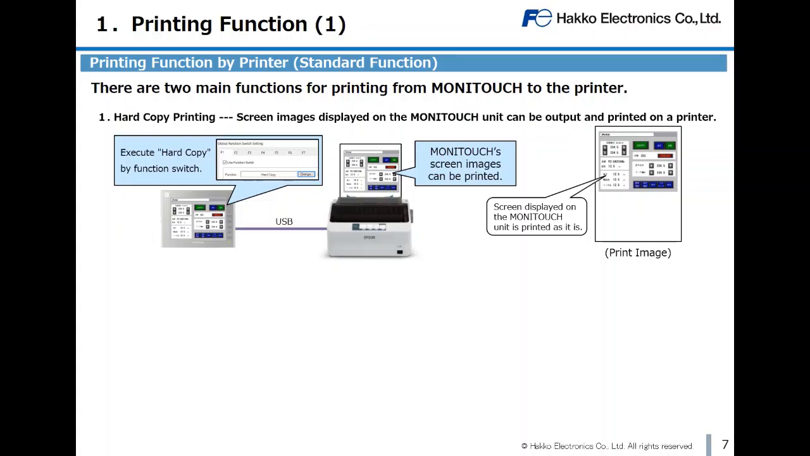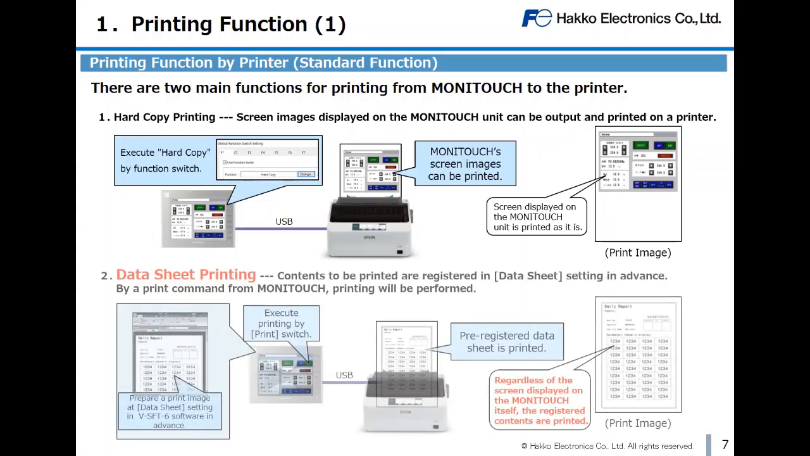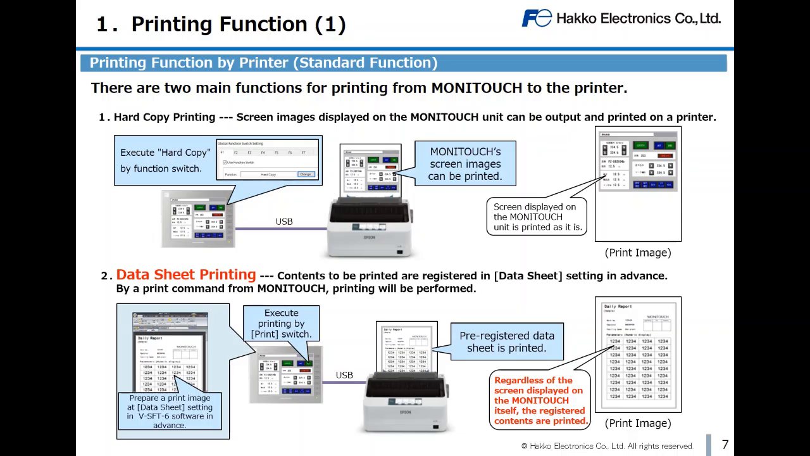It is possible to print the status of lamps and graphs, but the print size does not fit the A4 format. Also, you have to display the appropriate screen on the MONITOUCH unit when printing. Data sheet printing. With the data sheet printing function, contents to be printed are registered in data sheet setting in VSFT in advance. And by executing a print command, the data sheet will be printed out. But please note that the items that you can use at data sheet setting are limited to straight lines, rectangles, fixed text strings, and numerical data.